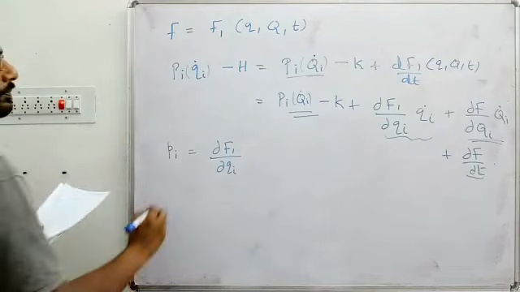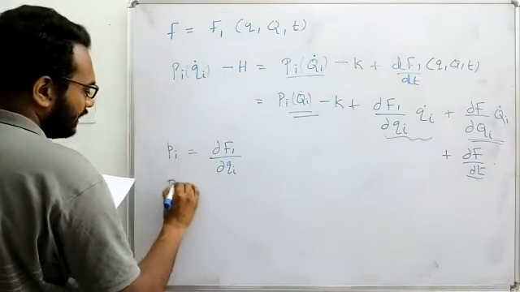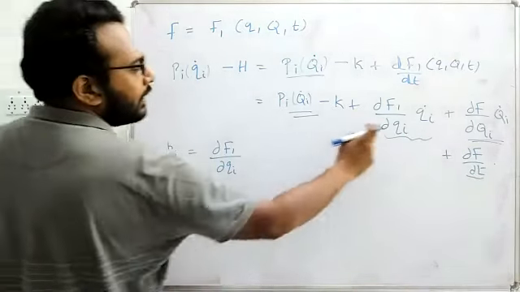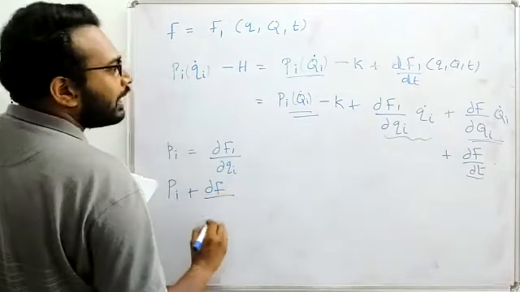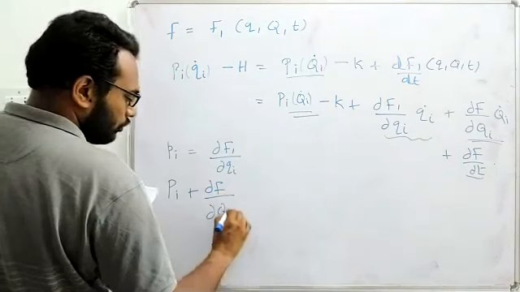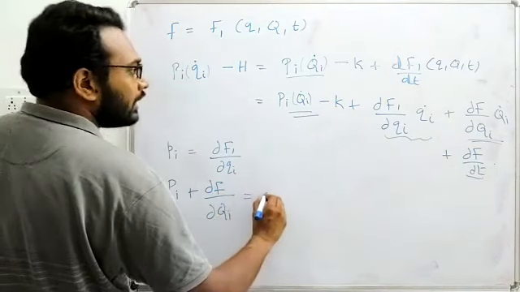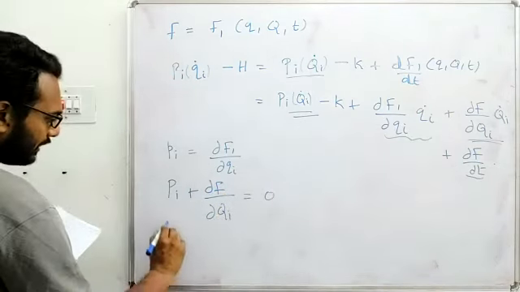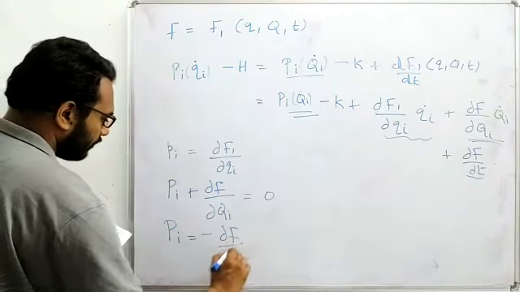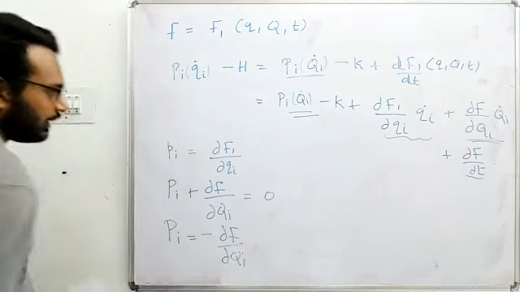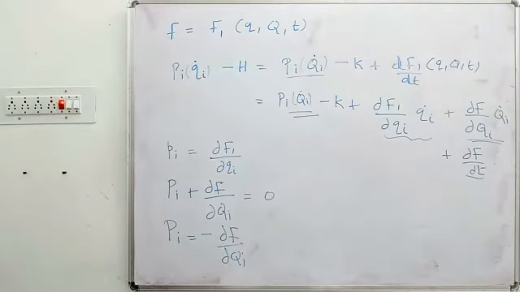Am I right? Okay, you see that capital Pi plus dou f by dou Qi is equal to 0. This means that capital Pi has to be equal to minus dou f by dou Qi. All right, is this fine?